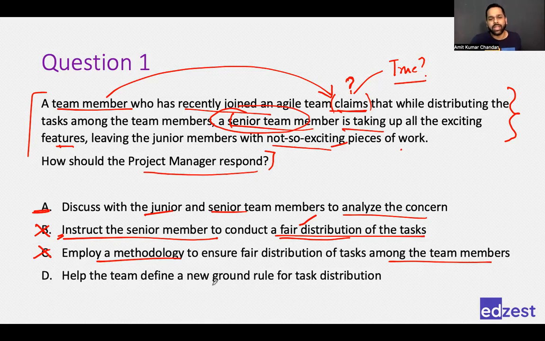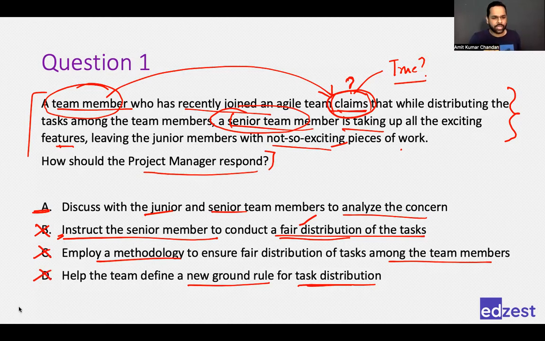Help the team define a new ground rule for task distribution. Again, the same thing. If you have spotted this one word properly, the question is easy. If you could not spot it, the question is difficult. Right? Helping the team define a new ground rule for task distribution again is saying that somehow something is wrong with the task distribution, but that's not the case. Right? It is just a claim by a team member. It is not yet established that it's a problem. Right? Hence, we can eliminate D as well.